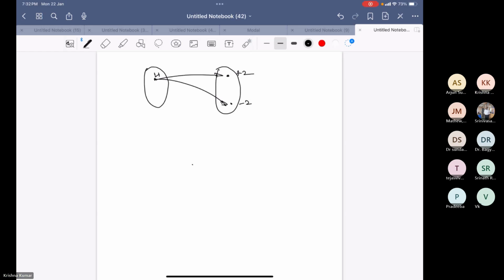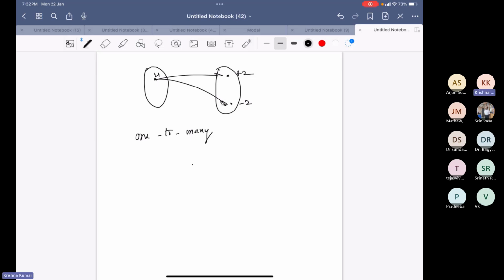So if I go from x to 2x, that is a 1-to-1 function. Here my function is 1 to many. From one value of 4, I go to plus 2 and minus 2.